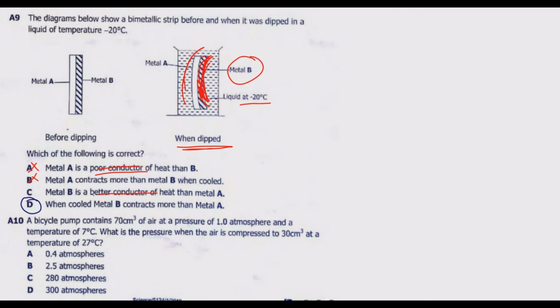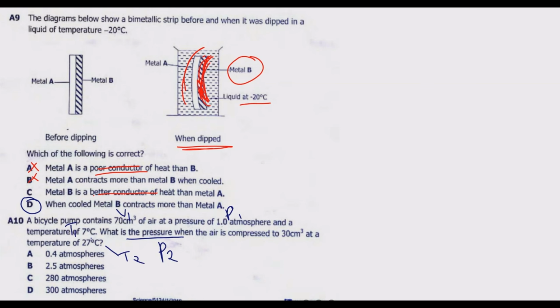Question A10. A bicycle pump contains 70 centimeter cubed of air at a pressure of 1 atmosphere and a temperature of 7 degrees Celsius. What is the pressure when the air is compressed to 30 centimeter cubed at a temperature of 27 degrees Celsius? So what is the question asking us? It is to find the pressure, which is pressure 2, given that we have volume 1, pressure 1, temperature 1, and temperature 2.